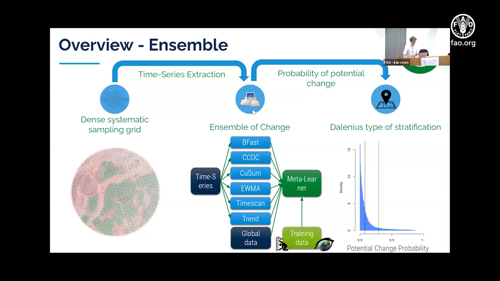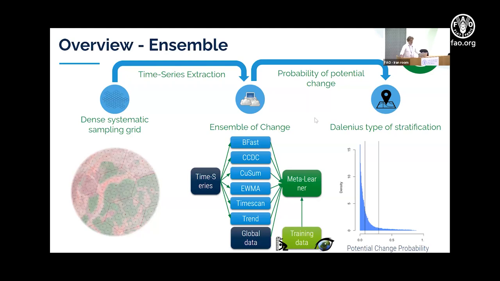If you start from scratch, you basically start out with a very dense sampling grid, so for 1-2 kilometers. And the advantage of having such a grid is that you can run multiple algorithms on it. So the first step is we extract time series from satellite data. We run certain different types of change algorithms, such as BFAST, CCDC, and so on. We create some statistics on the time series data. We also add global data, for example, the global forest GFC data set from Hansen. So we get tree cover, we get tree height, land cover, land use information.